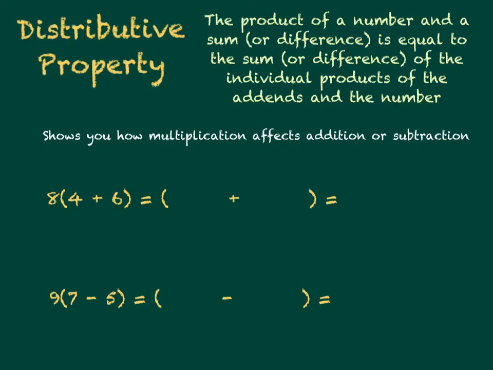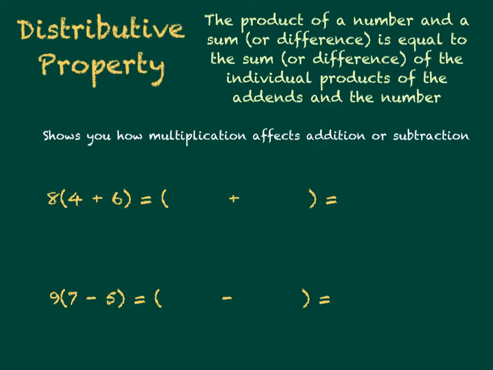So what this means, when I'm given a problem like 8 and then in parentheses 4 plus 6, I notice right away that the 8 is right next to the parentheses. There's no operation sign shown there, but just like when I have a letter right next to a number, a variable next to a number, that means multiplication, the same thing happens here. So I'm really multiplying 8 by this total sum.